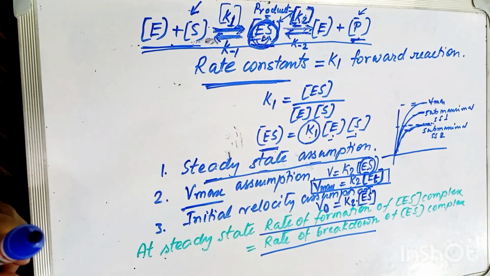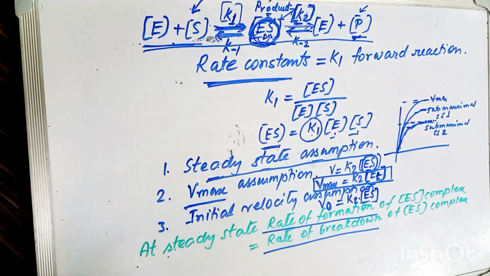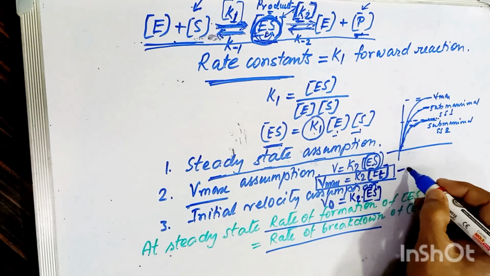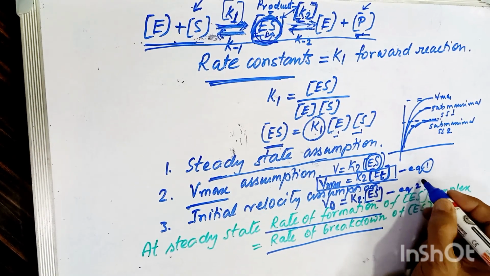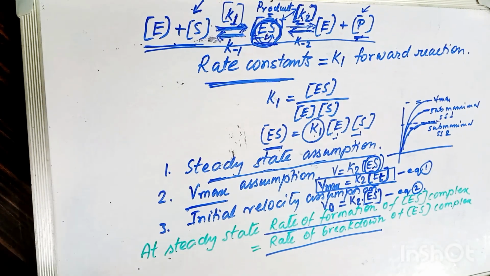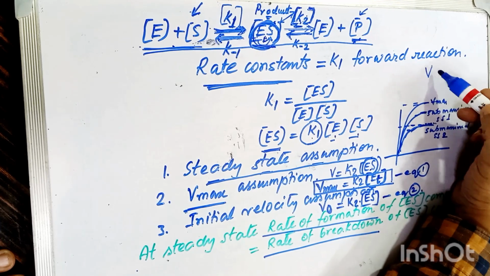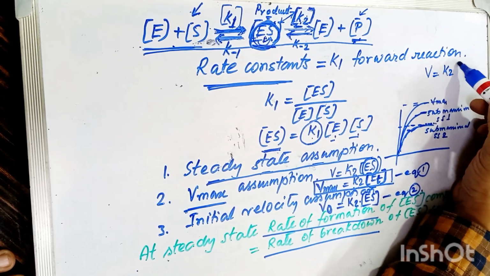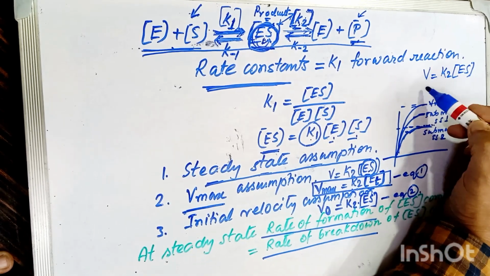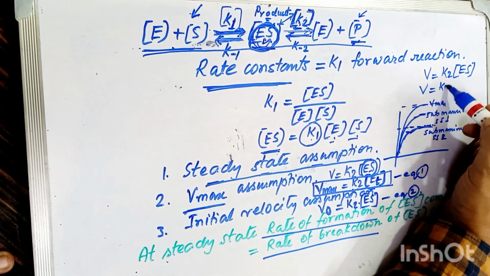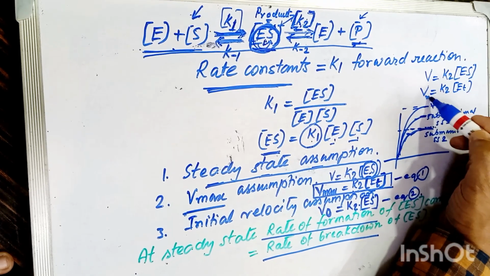Now I will go into the derivation of the Michaelis Menten equation, writing these as equation 1 and equation 2. I will just write it down on this side: V equal to K2 into ES. Before rubbing this board, V equal to K2 into ET. This is Vmax equal to K2 into ET.